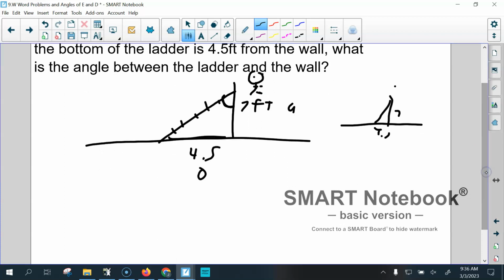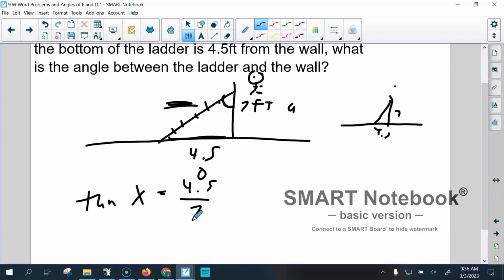So we're trying to find the angle. Again, we have no hypotenuse. So this is not a sine or cosine problem. It's just tangent. But if we had the hypotenuse, we'd be using one of those. So tangent of, you can just call it x or a, whatever you want. It doesn't matter. Is opposite over adjacent.